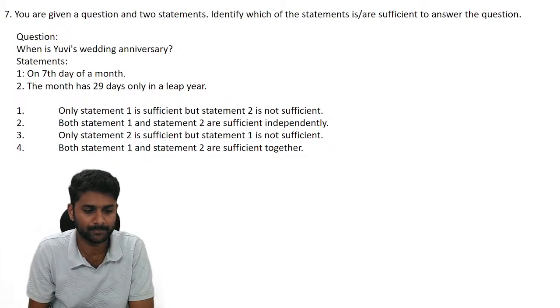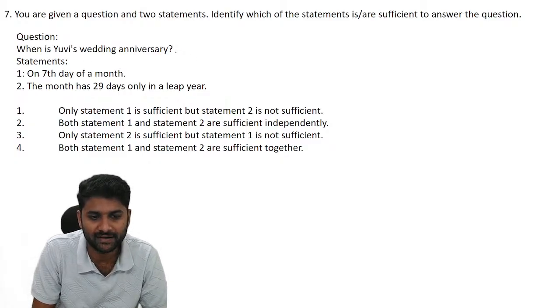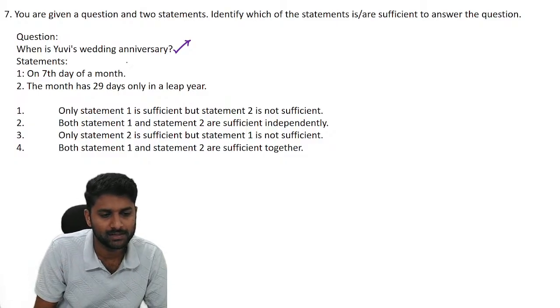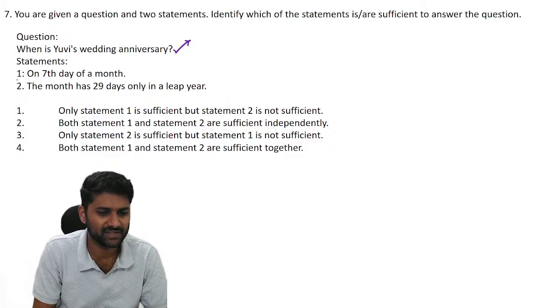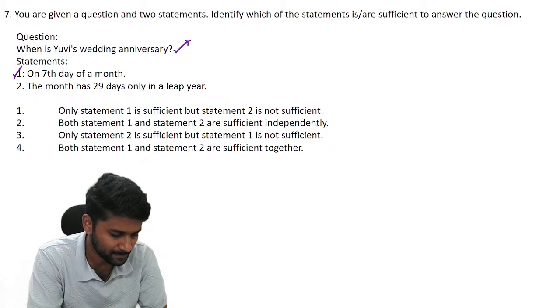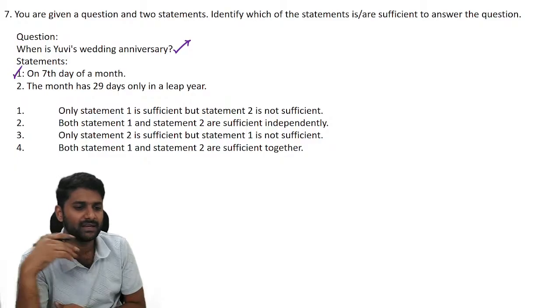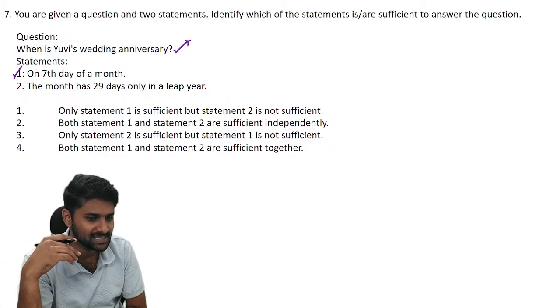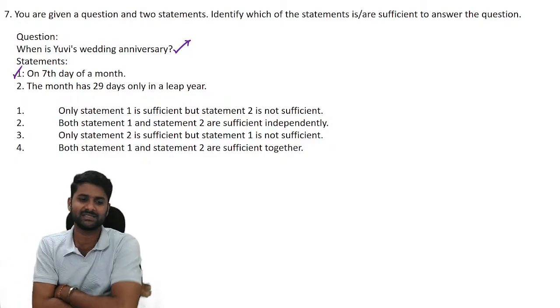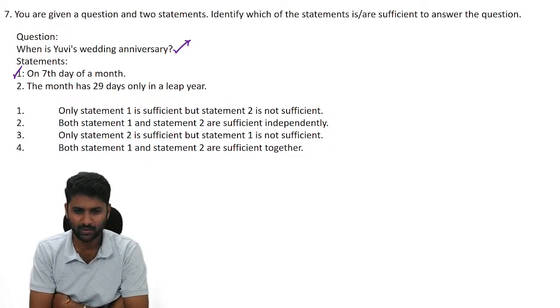Try to answer this question. Here the question is, when is UV's wedding anniversary? So we need the exact date and month. Is statement 1 sufficient? On the seventh day of a month, is it sufficient for this question? Can anyone tell me in the comments? Statement 1 says that it is on the seventh day of a month. So is it possible?